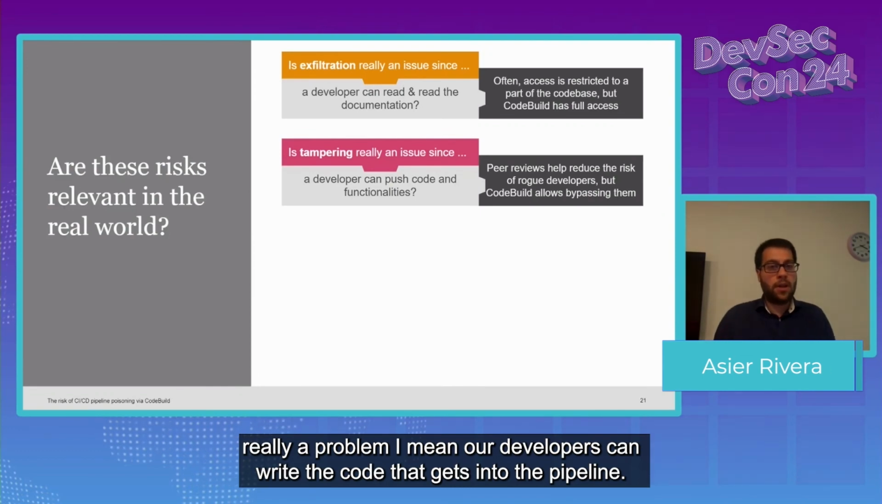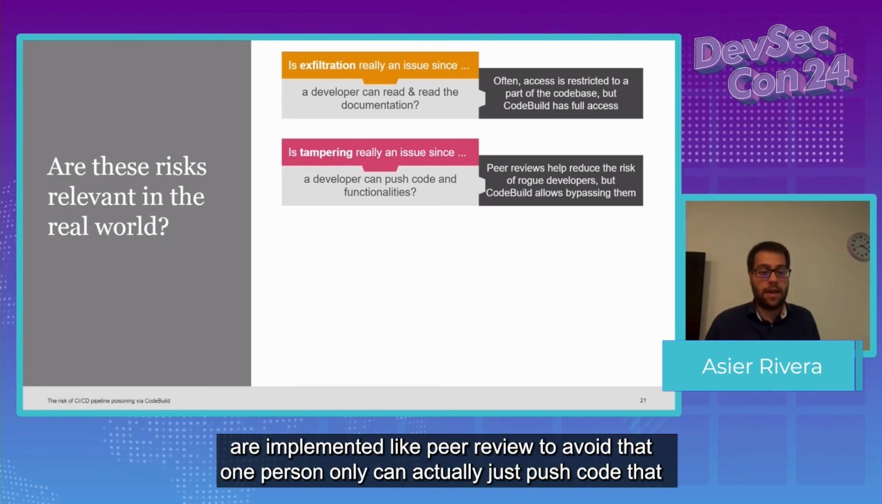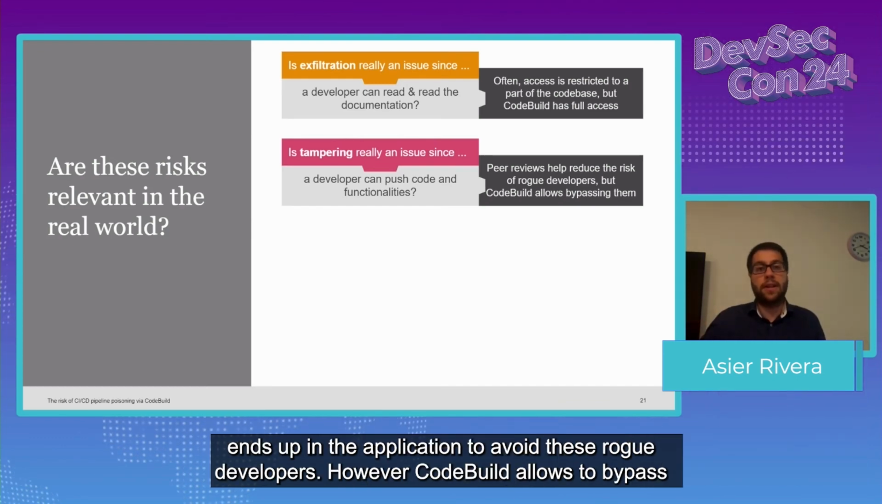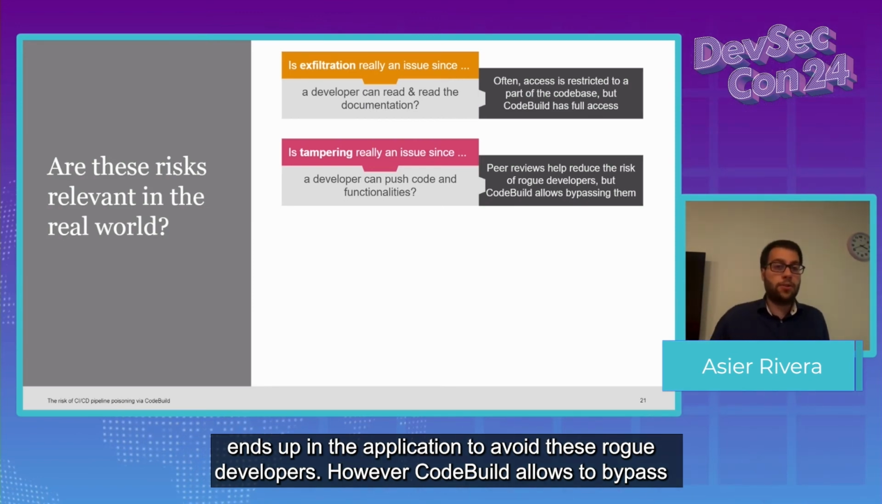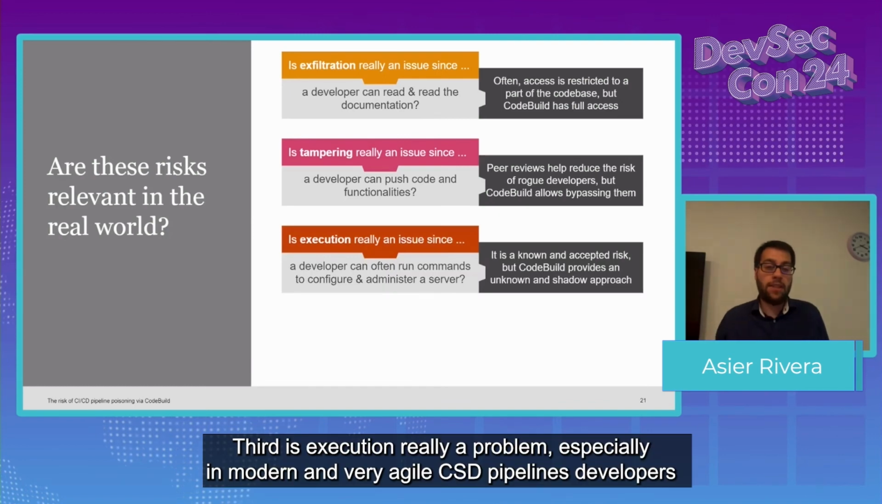Second, tampering, is it really a problem? I mean, our developers can write the code that gets into the pipeline. And it's true, and this is a known risk, and that is why in a secure SDLC environment, security controls are implemented like peer code review to avoid that one person can just push code that ends up in the application, to avoid these rogue developers. However, CodeBuild allows you to bypass those and inject code directly during the building process, so there is no real way to check it.